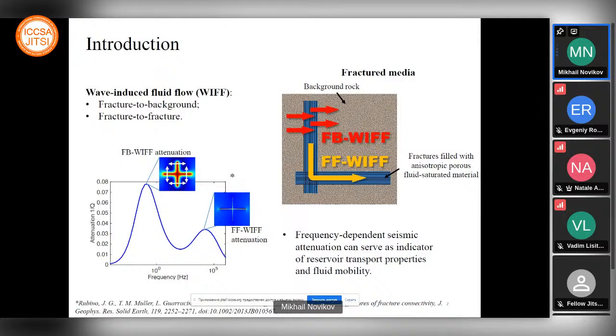So as a perspective, the frequency-dependent seismic attenuation estimation can serve as an indicator of fluid mobility in the reservoir or the fracture formation transport properties.